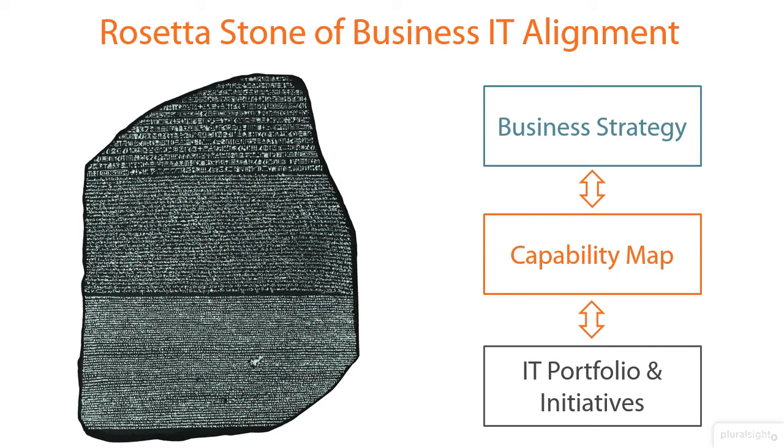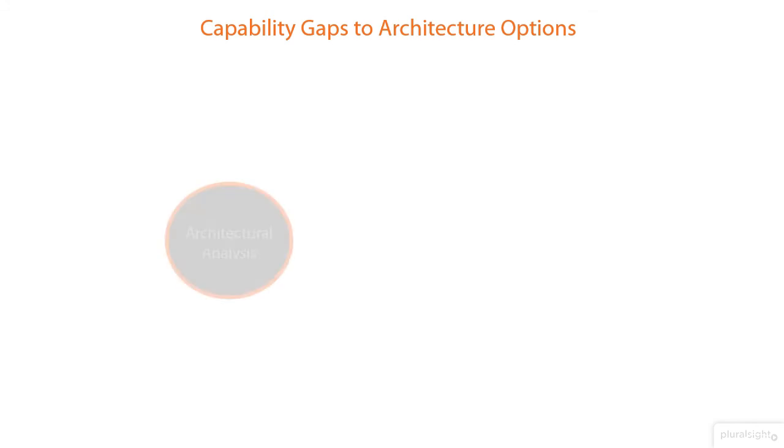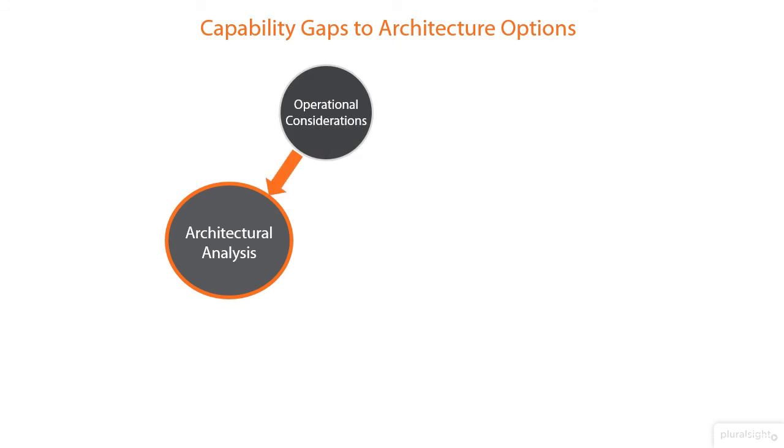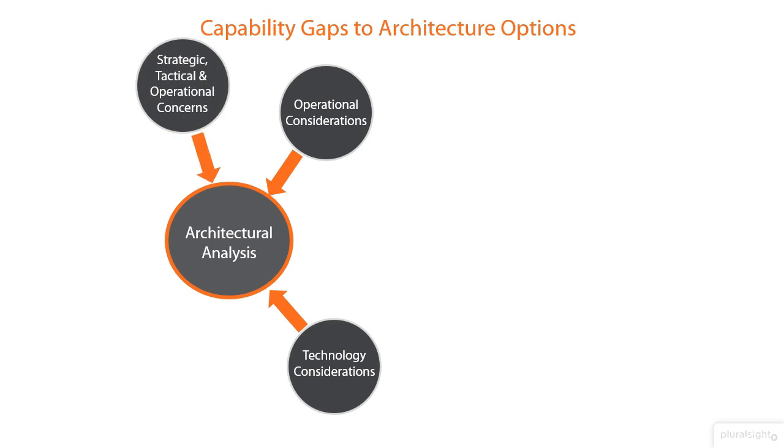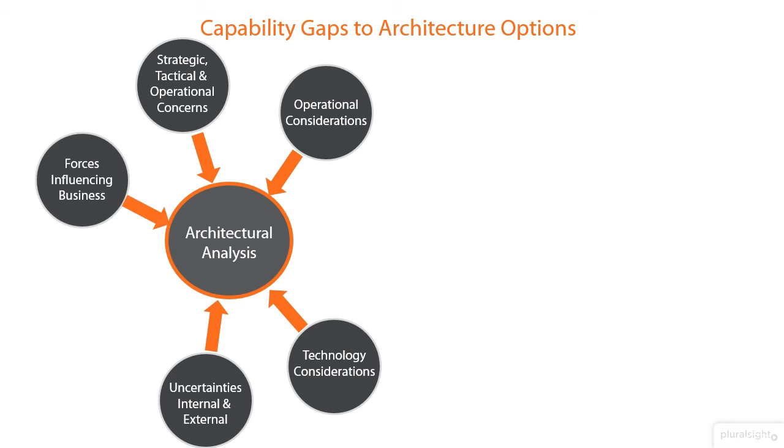Architects apply rigorous analysis to identify the capability gaps in each domain, considering various perspectives such as operational considerations, technology considerations, strategic, tactical, and operational concerns, uncertainties that exist both within and outside the enterprise's business environment, the overall forces operating on the enterprise, as well as its risk perceptions.